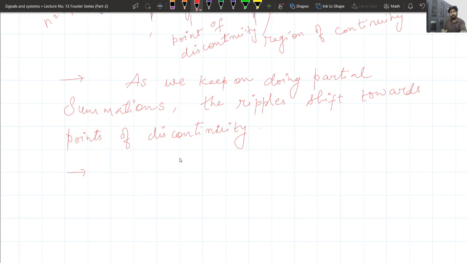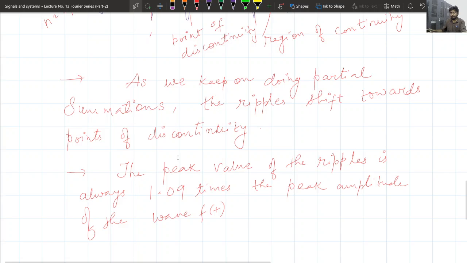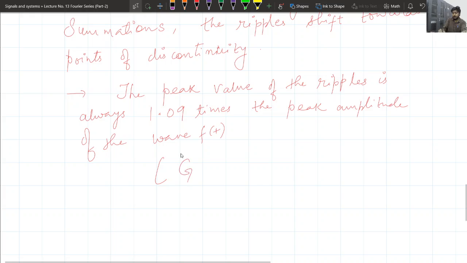And practically it was found out that the peak value of the ripples is always 1.09 times the peak amplitude of the wave f(t). And this phenomenon is called Gibbs phenomenon.